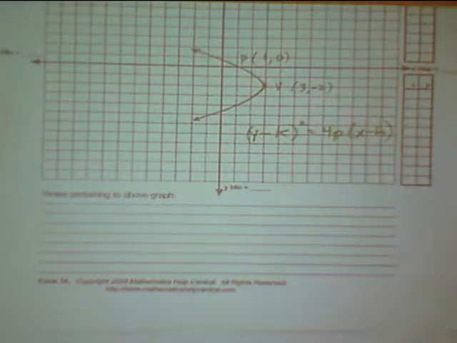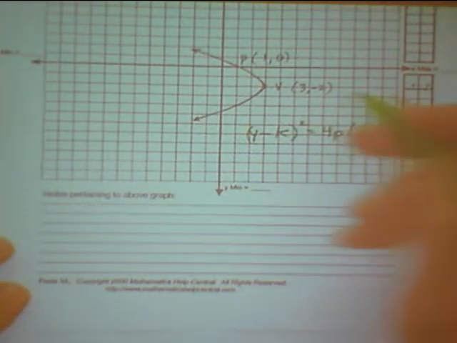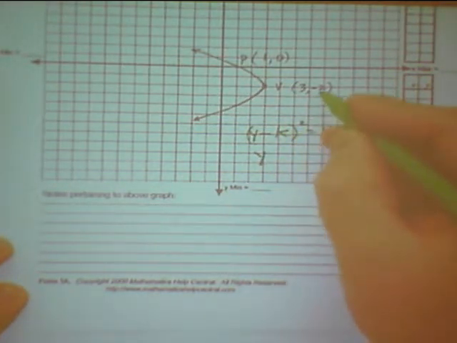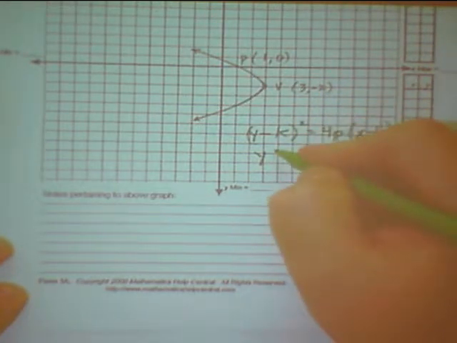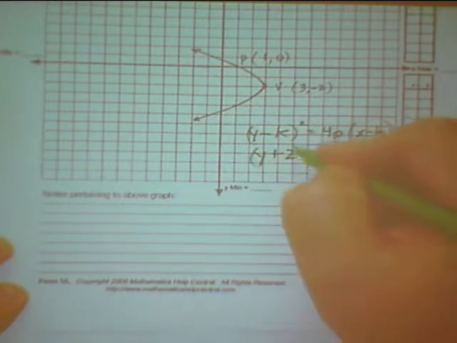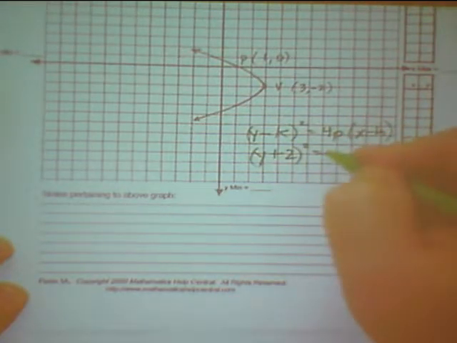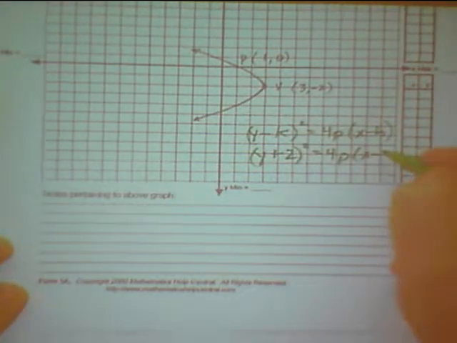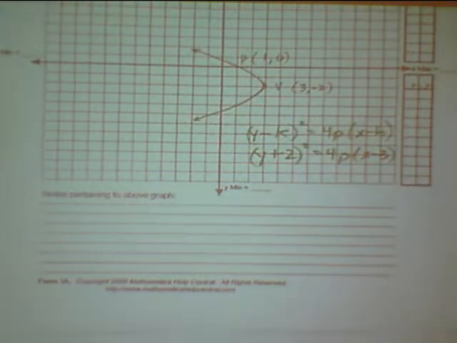Well, they gave me the vertex. The vertex here is (3, -2). So right away I can say, well, the k value is -2. So I'm going to write y plus 2 quantity squared equals 4p, and the h is 3, so x minus 3. So y plus 2 quantity squared equals 4p times x minus 3. Now if I can figure out the p, I'm done.